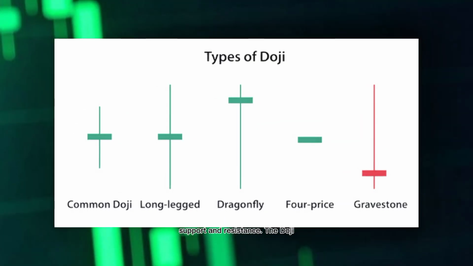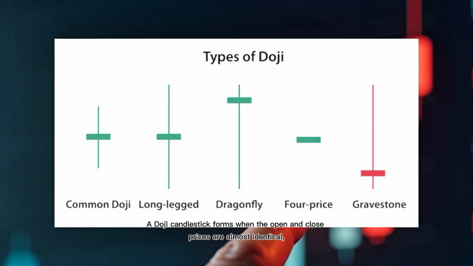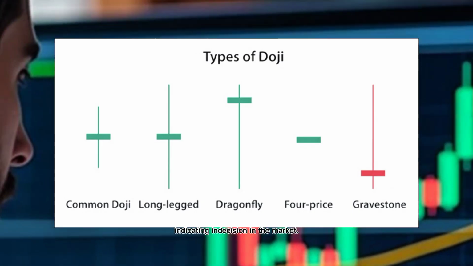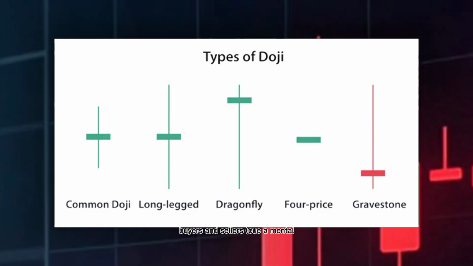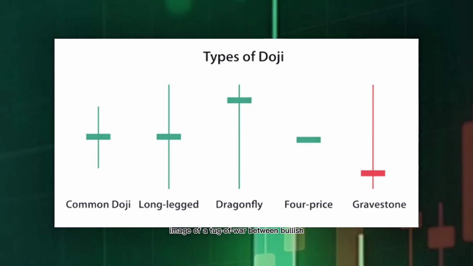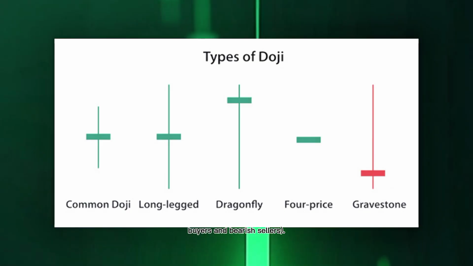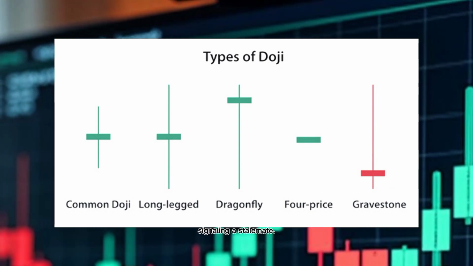The doji. A doji candlestick forms when the open and close prices are almost identical, indicating indecision in the market. Think of it like a tug-of-war between buyers and sellers. Cue a mental image of a tug-of-war between bullish buyers and bearish sellers. Throughout the session, the price moves up and down but eventually closes right where it started, signaling a stalemate.